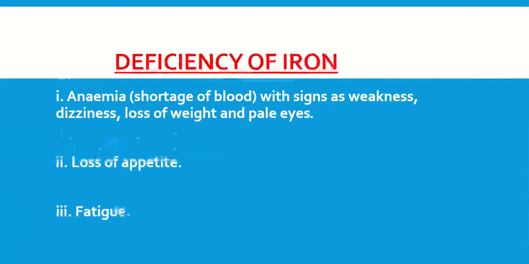Now, deficiency of iron. One of them is anemia, which means shortage of blood. These are the signs of shortage of blood: weakness, dizziness, loss of weight, and pale eyes. The second deficiency of iron is loss of appetite. The third one is fatigue.